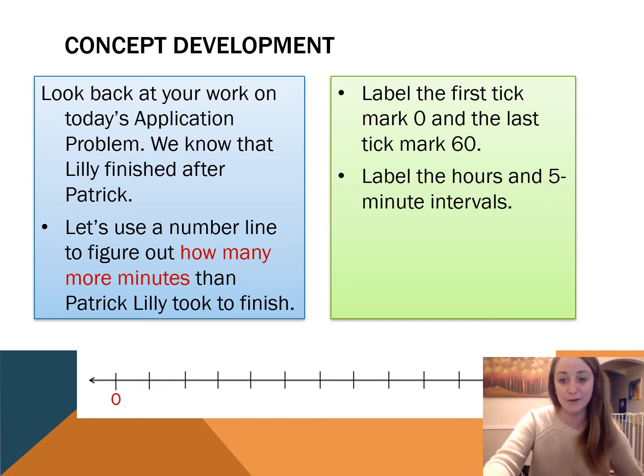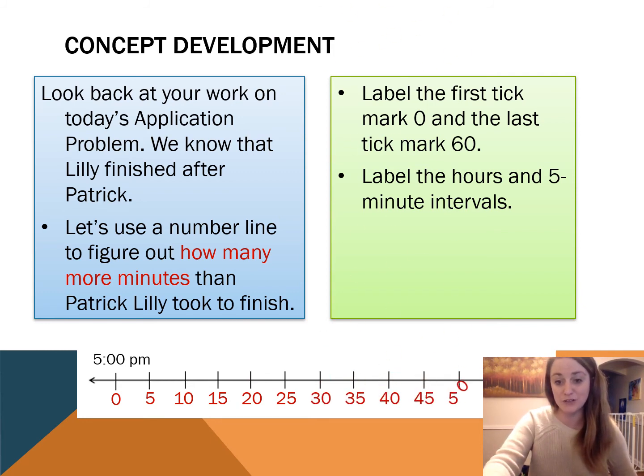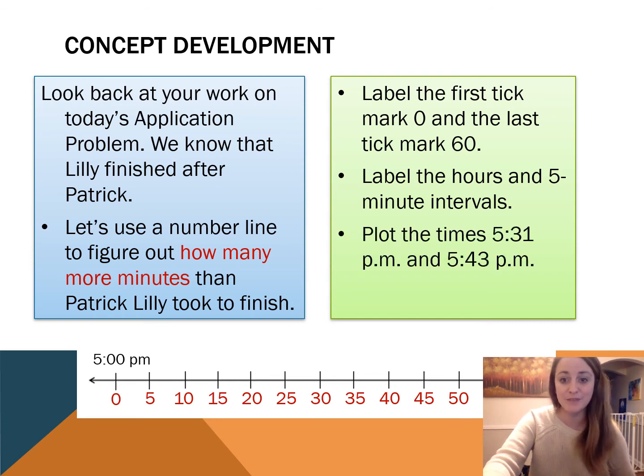Let's label the hours and the 5-minute intervals. 5 o'clock would be our starting time and 6 o'clock would be our finishing time. We'll count by fives in the middle between the intervals so that we can mimic our clock. Let's plot the times 5:31 and 5:45. Just like we did in our last lesson, we had put the 1 minutes in between using tick marks.